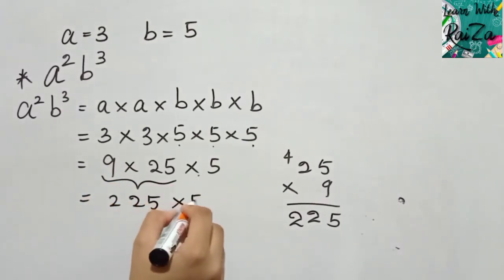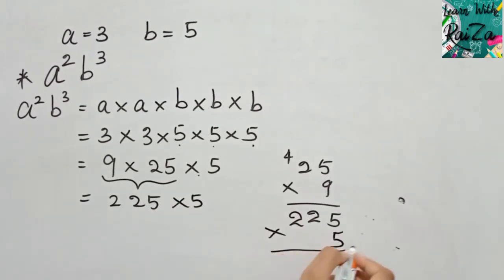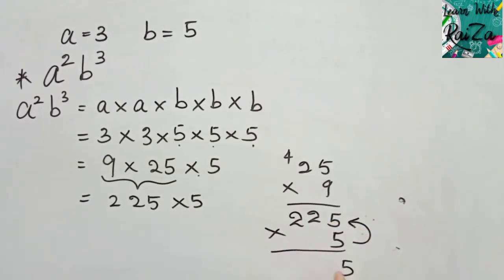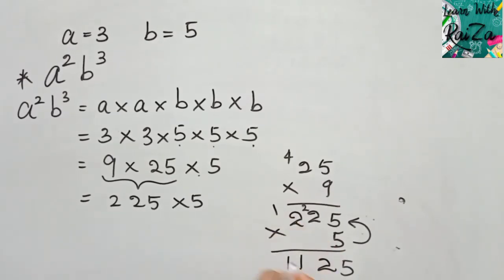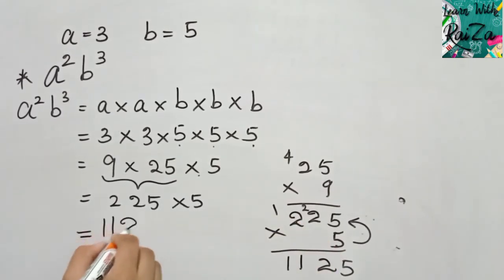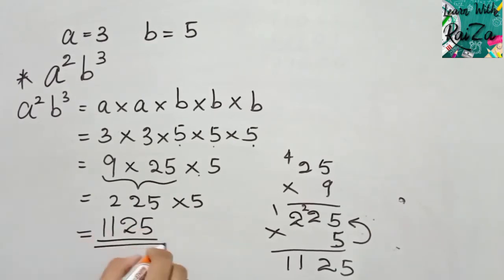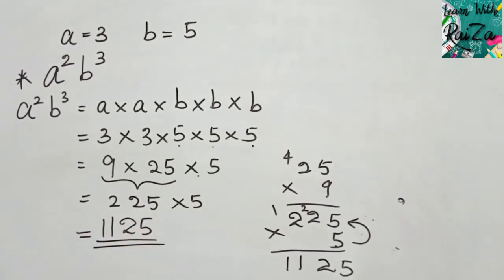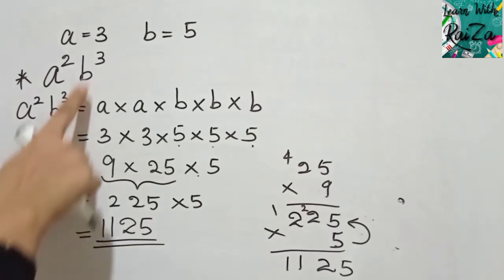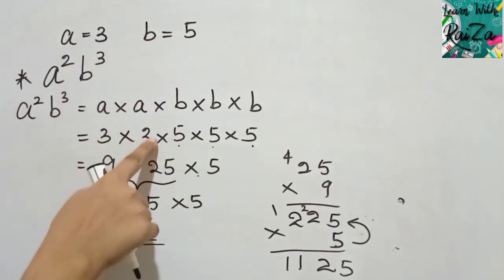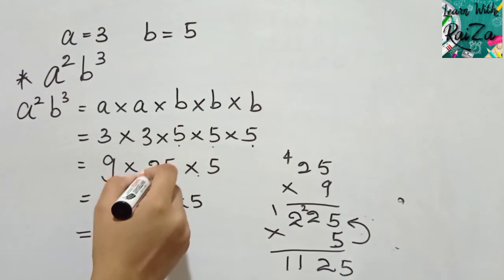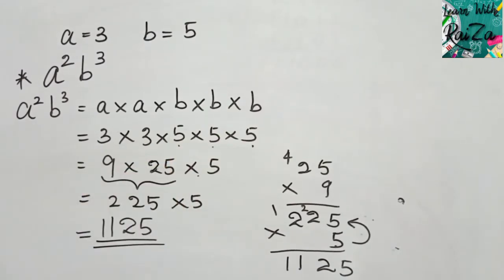Still one value is remaining. We'll multiply it by 5. 5 times 5, 25. 5 here, 2 carried. 5 times 2, 10. 10 plus 2, 12. Again 5 times 2, 10. 10 plus 1, 11. Final answer will be 1125. You have to do the multiplication part very carefully. You have to substitute the correct values and keep on multiplying in the same pattern to get the values.